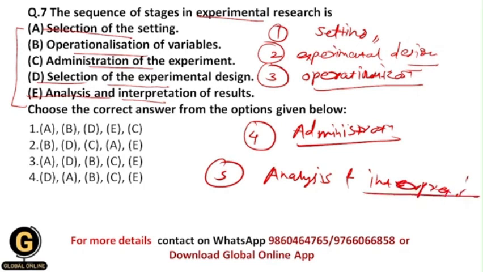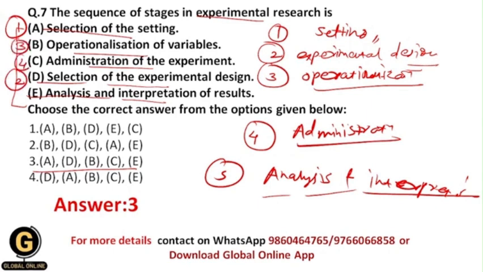You are going to analyze the data you have got, and after that interpret that data and finally conclude your research. And that's why the correct answer for this is third, that is A, D, B, C, E, because A is your first stage, then D is your second, then B is your third, C is fourth, and E is fifth.